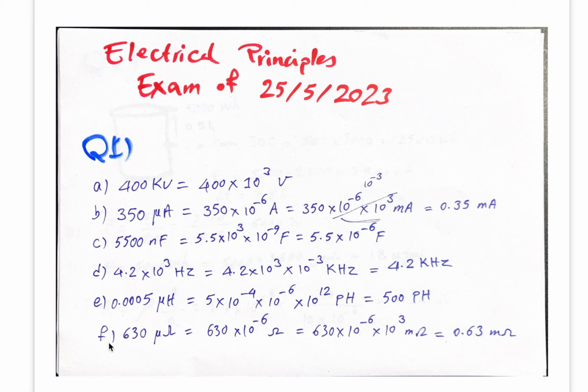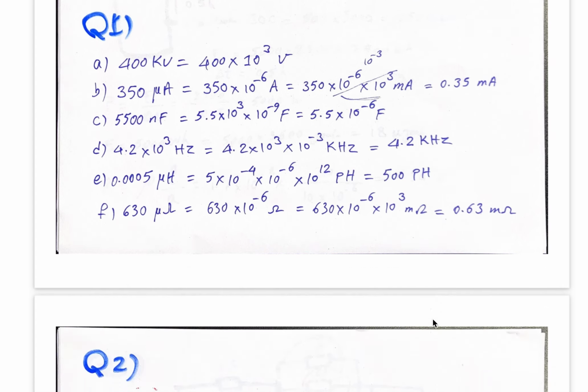The last section of this question says 630 micro-ohm, how much milli-ohm? So micro can be replaced by 10 to the power negative 6. Then we want to make milli, so we put the inverse of milli. Milli is 10 to the power negative 3, so we multiply this by the inverse of that one, which is 10 to the power 3.